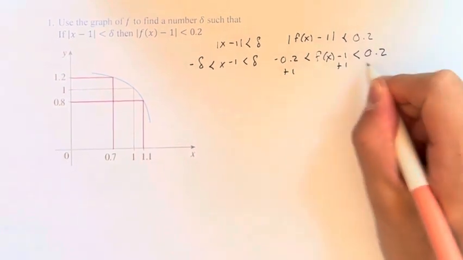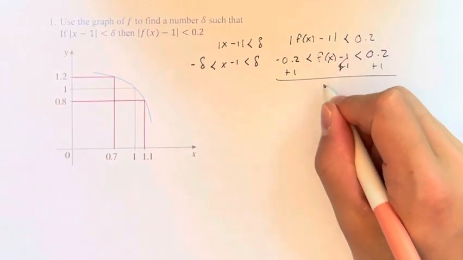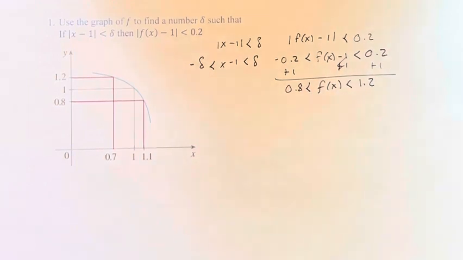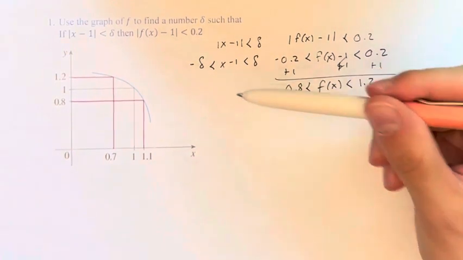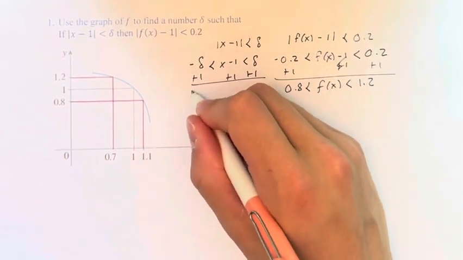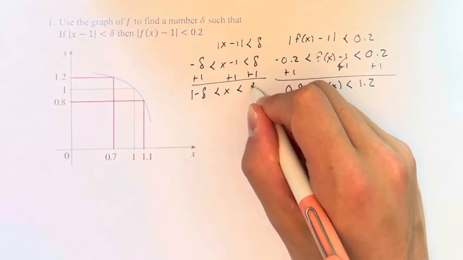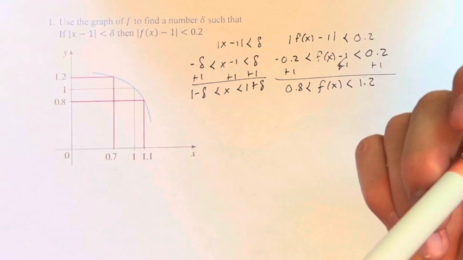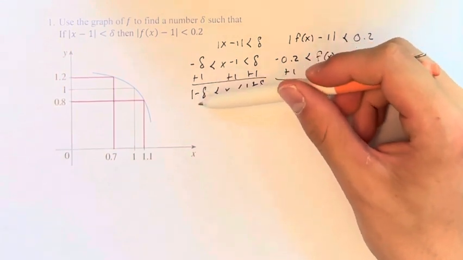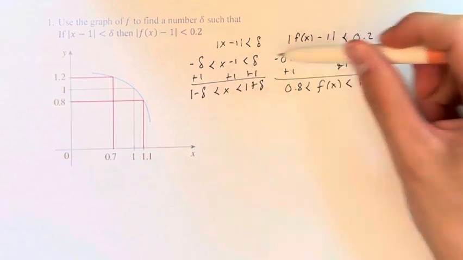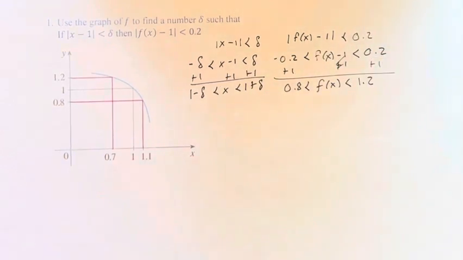And in solving this, we get that we are talking about values of f of x that are less than 1.2 and greater than 0.8. And we are saying that we need to find a delta for which, solving this inequality, for these values of the function, which are between 0.8 and 1.2, there exists a delta, a difference from 1, for which all values of x inputted into this function are going to output between 0.8 and 1.2.